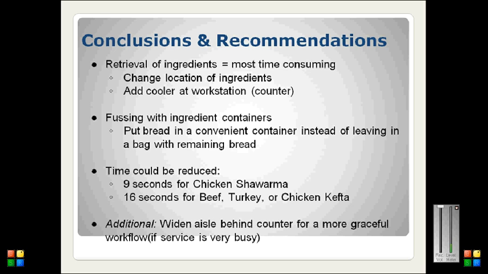We've identified that fussing with the ingredients, by putting bread in a convenient container instead of leaving it in a bag that's hard for the employee to handle and untangle, would cut down time as well. And finally, we want to note that time can be reduced in the sandwich making process. We looked at 4 different types of sandwiches, 2 processes. The first process can be reduced by 9 seconds for the chicken shawarma, and the second process can be reduced by 16 seconds for the beef, turkey, or chicken kefta.